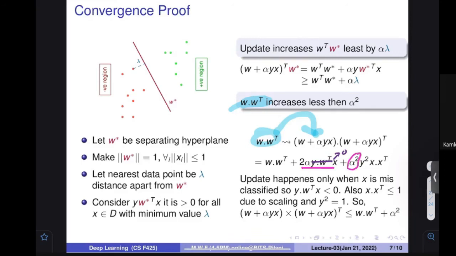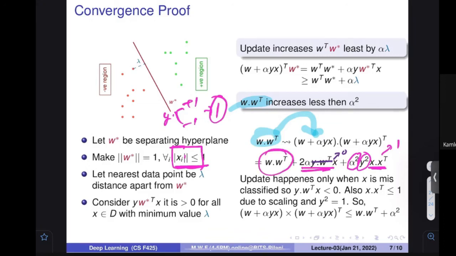Let's talk about this other term. Alpha square is a value. What is y square? The value of y could be plus 1 or minus 1, so y square is always 1. What is x transpose x? You know that the norm of x is less than 1, so if you multiply x with x transpose, it is going to be less than 1 only. What is the maximum value possible? It is 1. So this term vanishes, and this becomes 1, this is also 1, alpha square. You can say that this particular quantity becomes at most W transpose W plus alpha square.